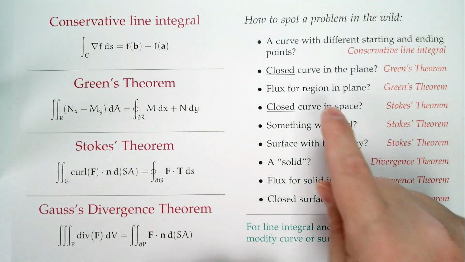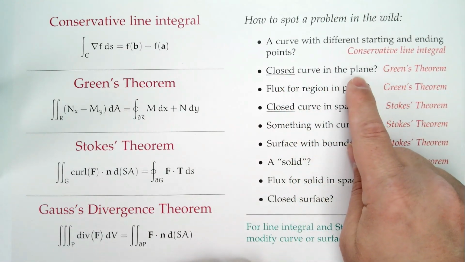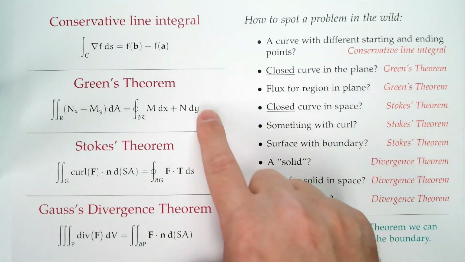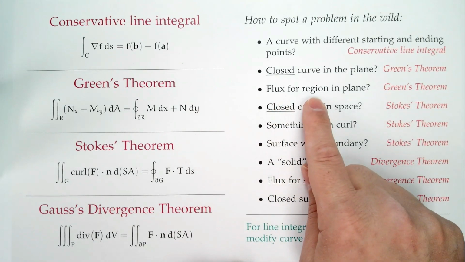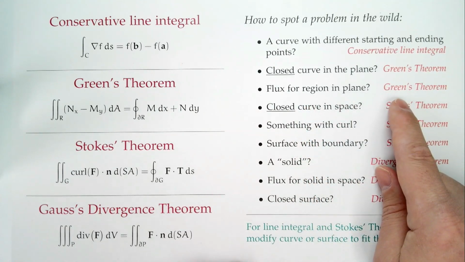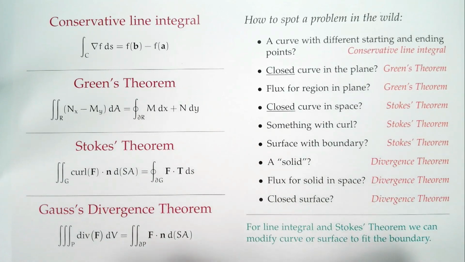Well, maybe it's a closed curve. Well, if it's a closed curve in the plane, and when we talk about the plane, we really mean the xy plane. Closed curve in the plane, that's Green's theorem. Or maybe you're like, well, I have a region, and I want to know the flux through that region. That's Green's theorem. What if it's a closed curve in space? So it's not in the xy plane. Well, if it's a closed curve in space, you do the generalization of Green's theorem, which is Stokes' theorem.